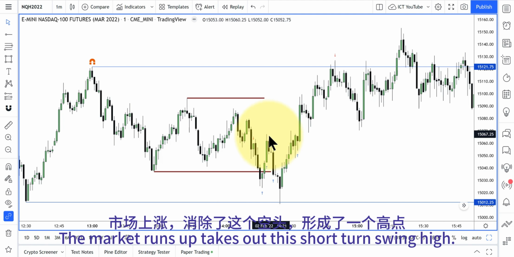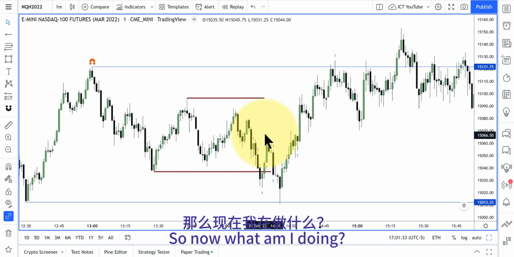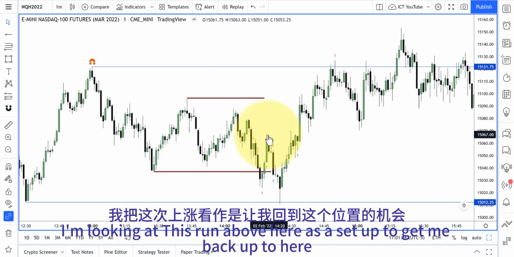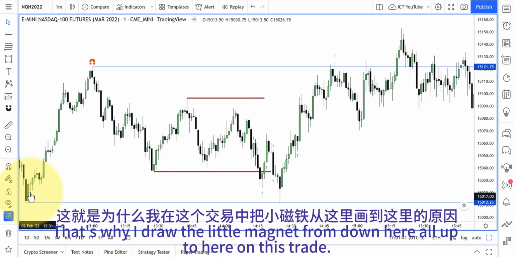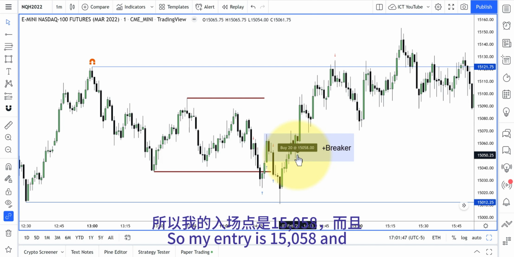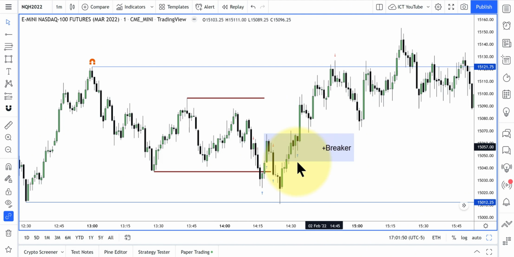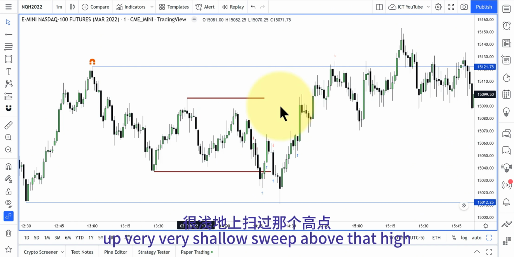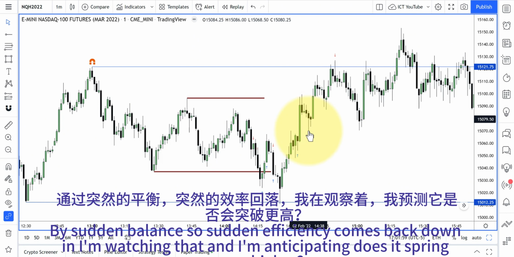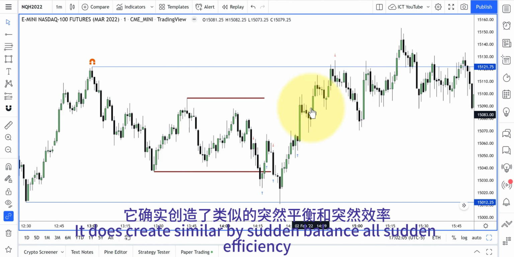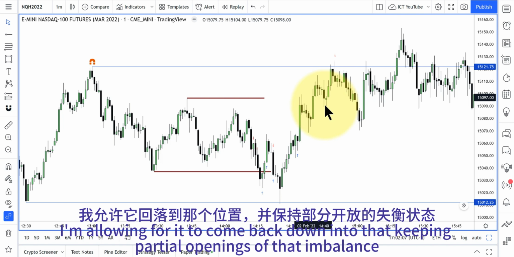The market runs up, takes out this short-term swing high. So now what am I doing? I'm looking at this run above here as a setup to get me back up to here. That's why I draw the little magnet from down here all the way up to here on this trade. So my entry is 15,058, and it rallies, comes up, very, very shallow sweep above that high, buy side imbalance, sell side inefficiency, comes back down in. I'm watching that and I'm anticipating, does it spring away higher? It does. Creates another buy side imbalance, sell side inefficiency. I'm allowing for it to come back down into that, keeping partial openings of that imbalance.